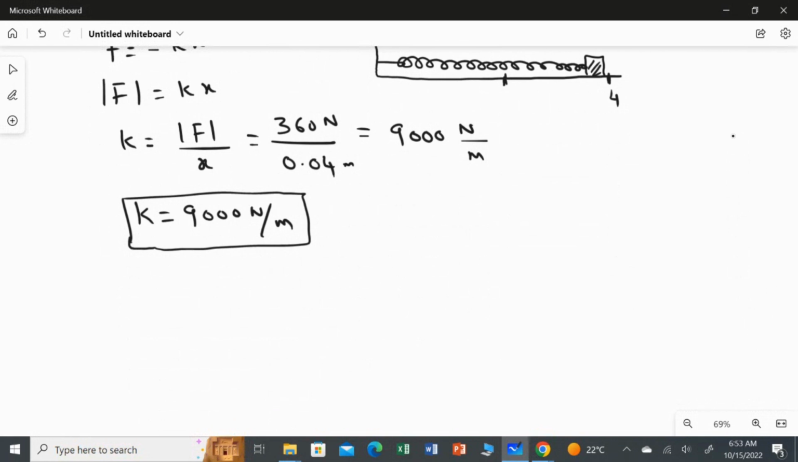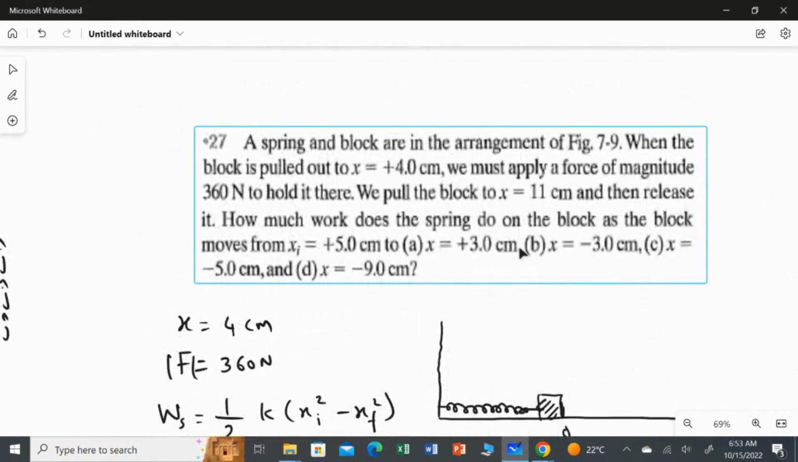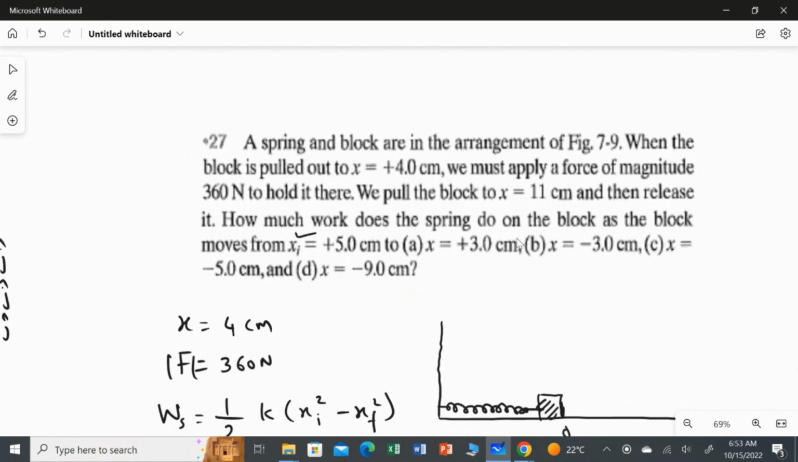So we expand the spring to 11 centimeter, and then I am going to leave the block. When you just leave, what will happen? The spring will oscillate, moving in the leftward direction and the rightward direction. By that, it will reach two positions, x initial and x final. That value is already given in the question. So in the question, we are not going to use this 11 centimeter. We are only going to deal with this value. That means this is the initial position, this is the final position.